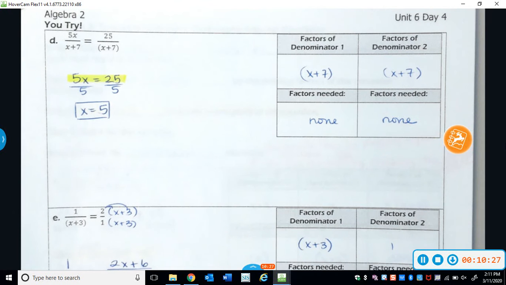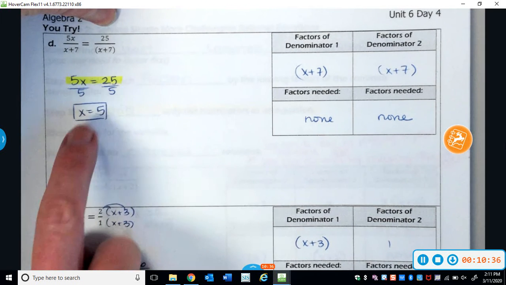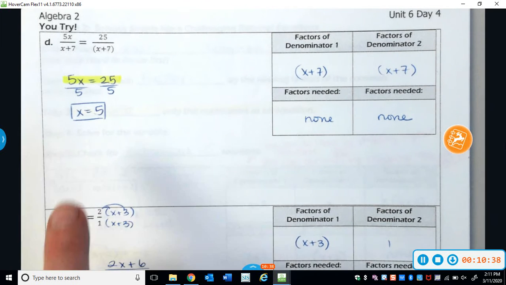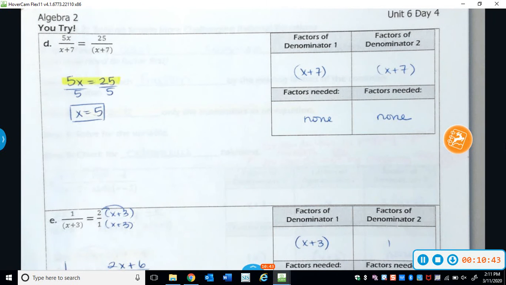Alright, so notice the first one, the denominators were the same. So in that case, you can rewrite this as an equation with just the numerators, and when you solve that, you get an x value of 5. And if I plug it back in, 5 times 5 gives me 25, so they're equal to each other now. So that's definitely right.